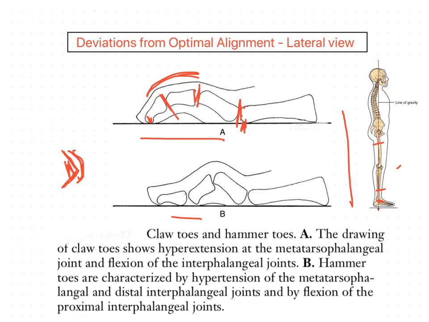Sometimes the proximal phalanx may subluxate dorsally on the metatarsal head. Calluses may develop on the dorsal aspect of the flexed phalanges. So, the dorsal aspect of the flexed phalanges.